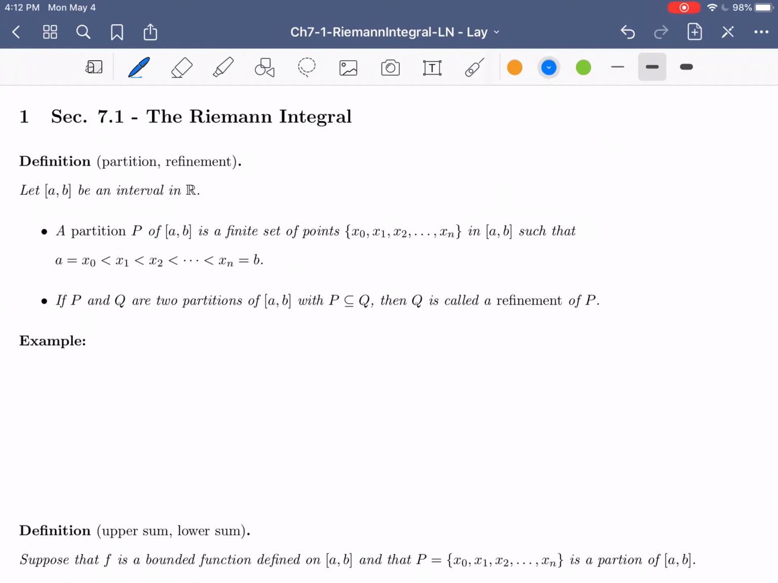In this video, we are going to move towards defining the Riemann integral, but we'll need to develop some other ideas first. So the first thing that we'll look at is a partition and then a refinement of that partition.